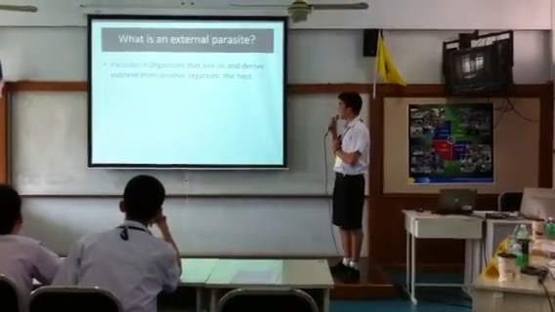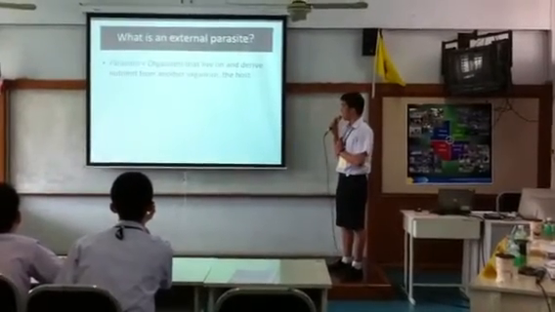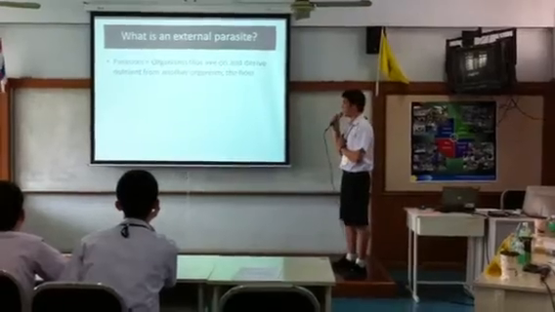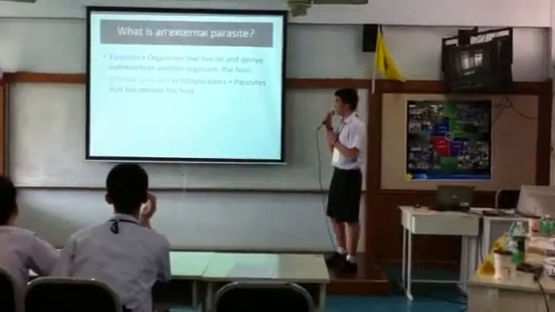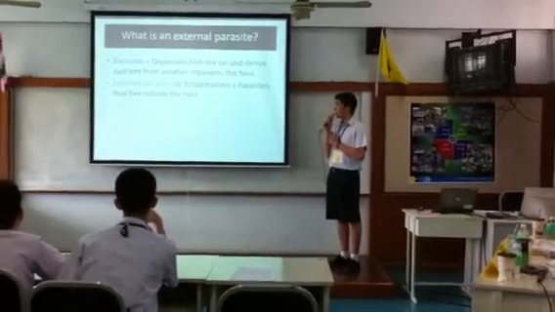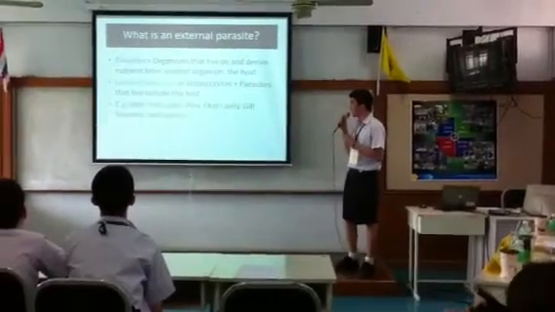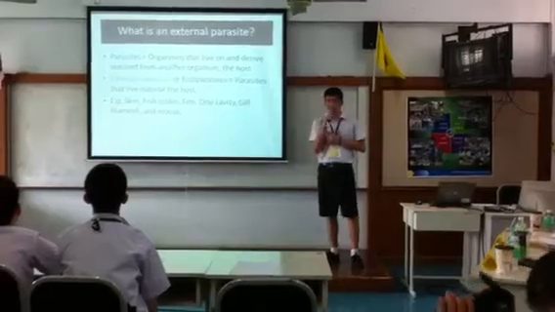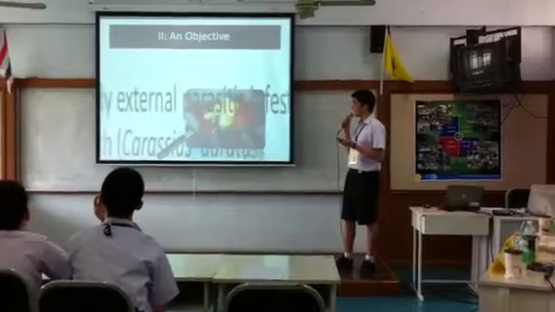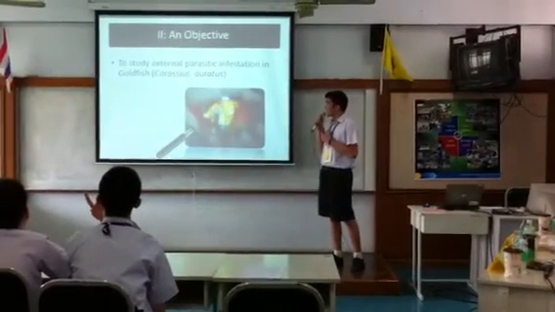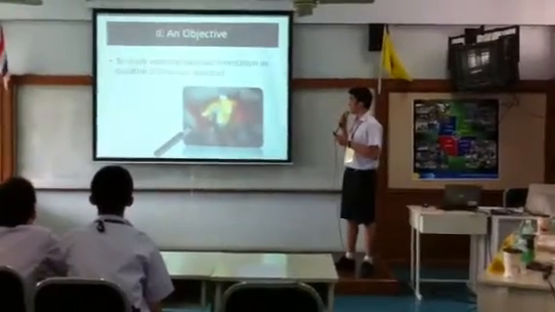And what is an external parasite? First, we know the parasite. The definition of a parasite is an organism that lives on and derives nutrients from another organism called a host. External means outer, so an external parasite, or ectoparasite, is a parasite that lives outside the host. In fish, external parasites can live in the skin, fish scale, fin, gill cavity, gill filament, and mucus. Objective: this project is to study external parasitic infestation, or to study the kinds of parasites in goldfish.